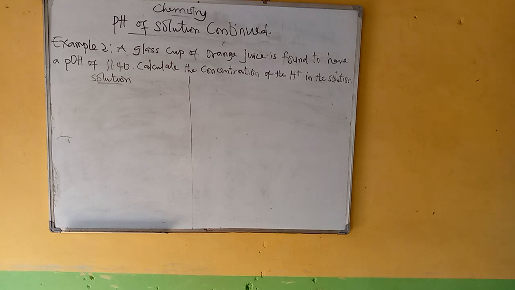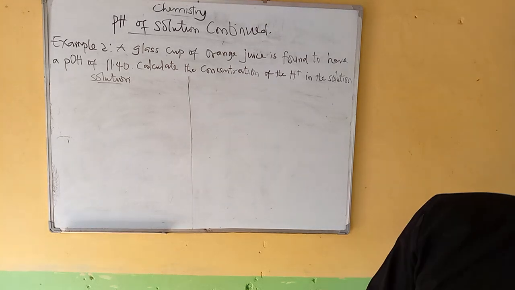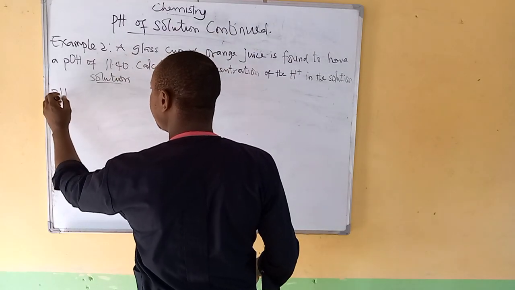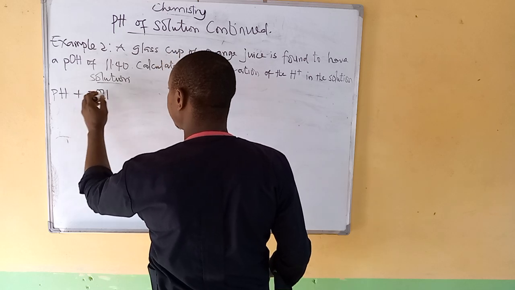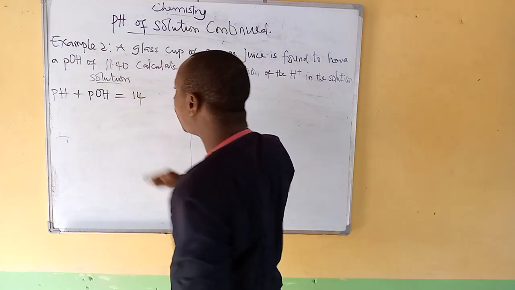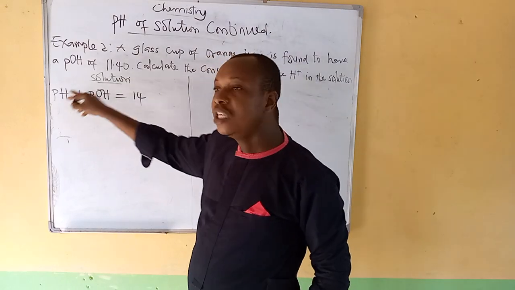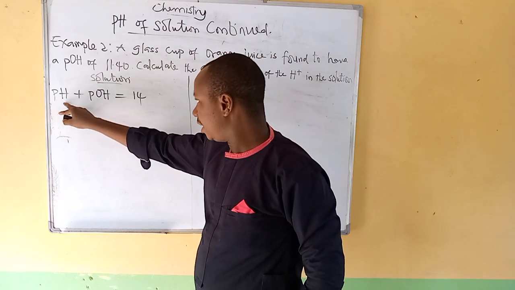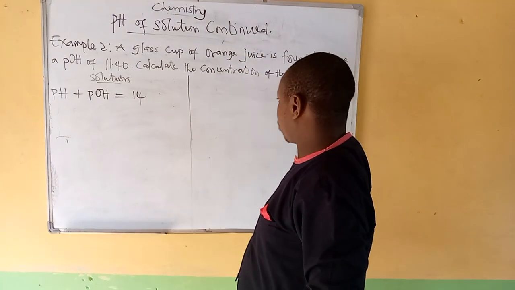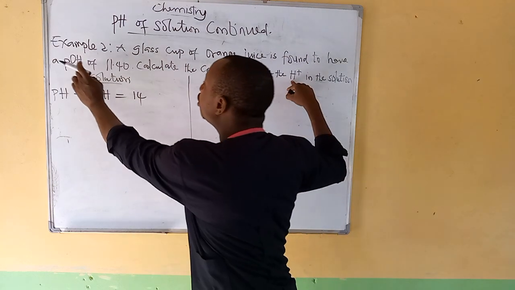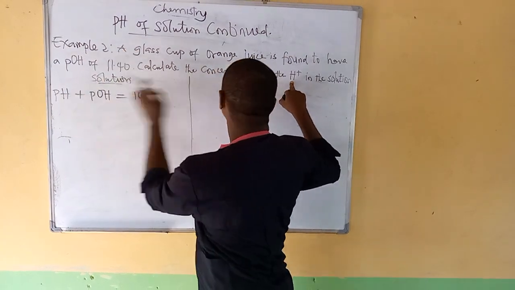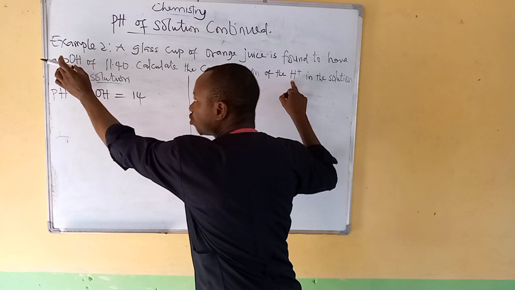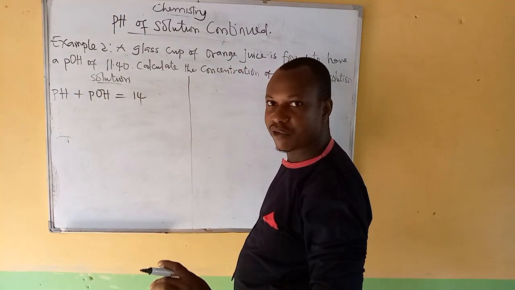Don't forget all the formulas we have listed, and since they gave pOH, let us use the formula that says pH plus pOH gives us 14. We are using this formula to get pH. Remember that the question gave us pOH. So it is when we have gotten pH that we can now calculate the hydrogen ion concentration. There's no way we'll use the pOH they gave to get hydrogen ion concentration. Had it been hydroxide ion concentration, we would just solve straight. I hope we are following.